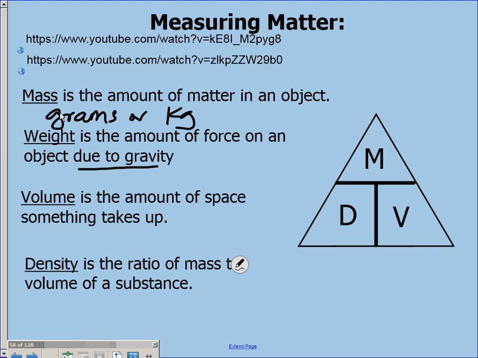So what kind of device do we use to get mass? What's that tool called? Say it loud, I heard it. A scale, right? We have scales that we use at home. We have them in the labs as well. We're going to be using this today to get our masses.